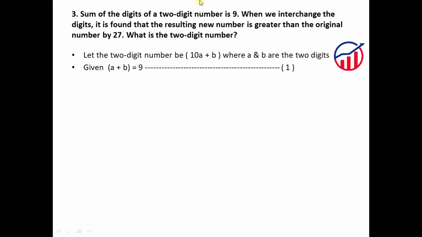Now given that the sum of the 2 digits of the number is 9, so a plus b is 9. That is the first statement.